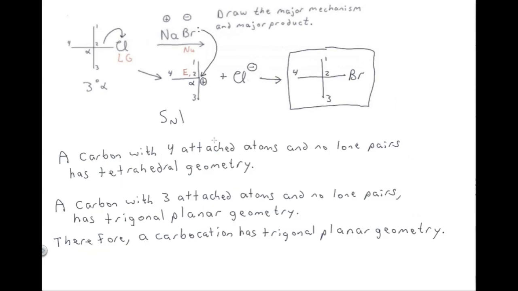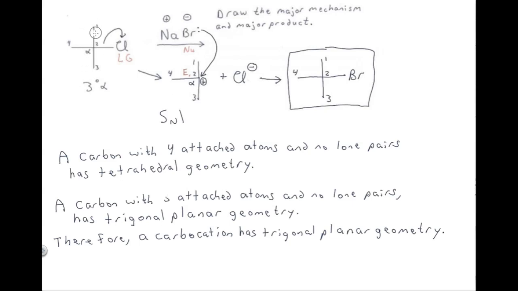Well, here are some rules. When a carbon has 4 attached atoms and no lone pairs, it's tetrahedral. When a carbon has 3 attached atoms and no lone pairs, it's trigonal planar. So I hope it's clear that all of these carbons are tetrahedral. All of the carbons in this picture are tetrahedral. They all have 4 attached atoms and no lone pairs.